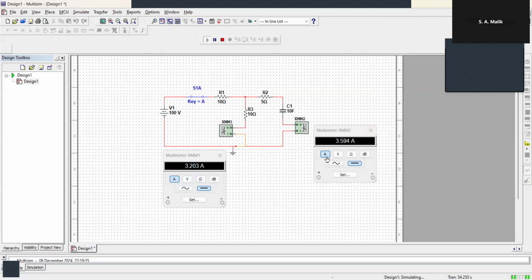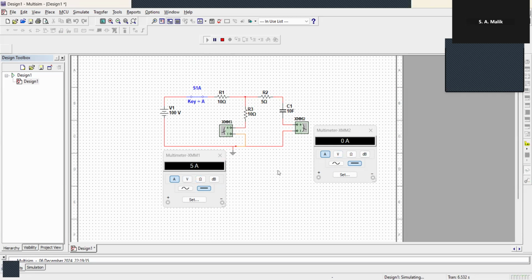Now, because 500 seconds is very long, I will stop the simulation. This will fully charge the capacitor. After fully charging, the capacitor current should drop to 0 and the resistor R3 current should be about 5 amperes. Let's observe these ones. As you can see, resistor current is 5 amperes and capacitor current is 0.